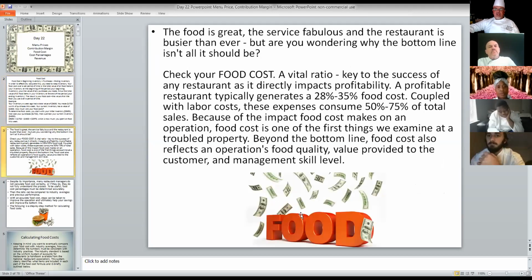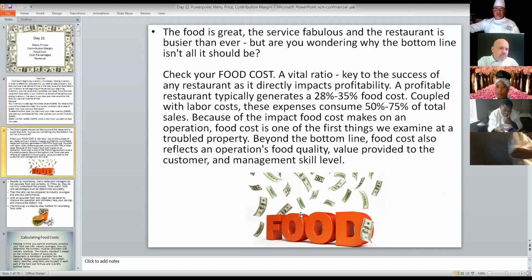The food is great, service is fabulous, and the restaurant is busier than ever. But are you wondering why the bottom line isn't what it should be? Check your food costs. A vital ratio, a key to success, in any restaurant that directly impacts profitability. A profitable restaurant typically generates 28 to 35% food costs. Those numbers are going to be there forever, guys, ever.